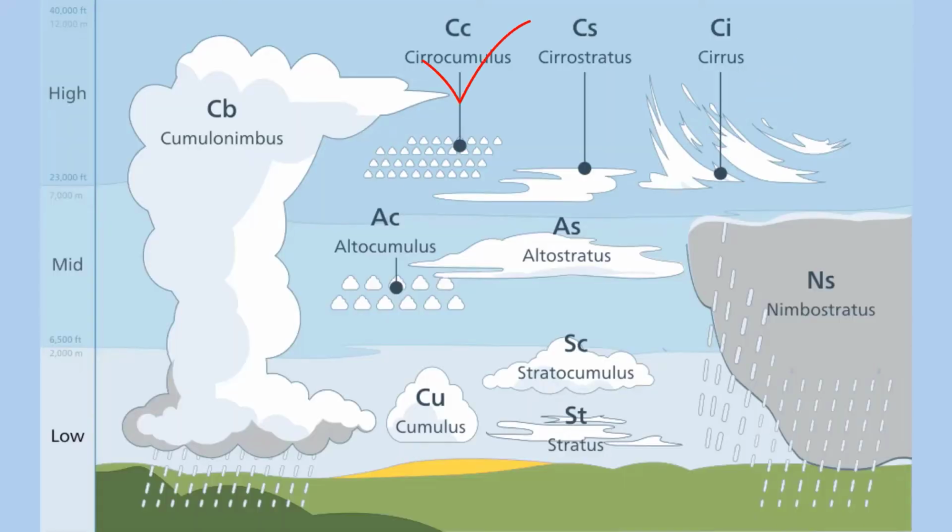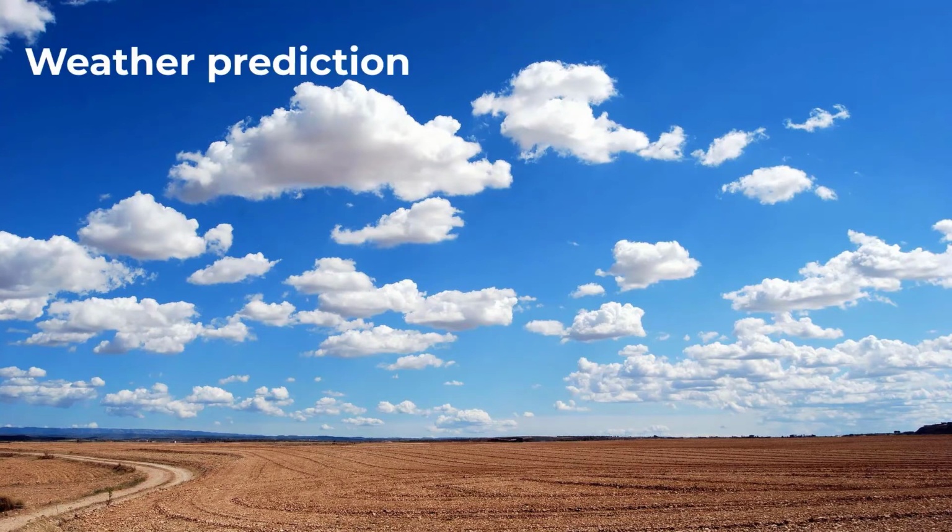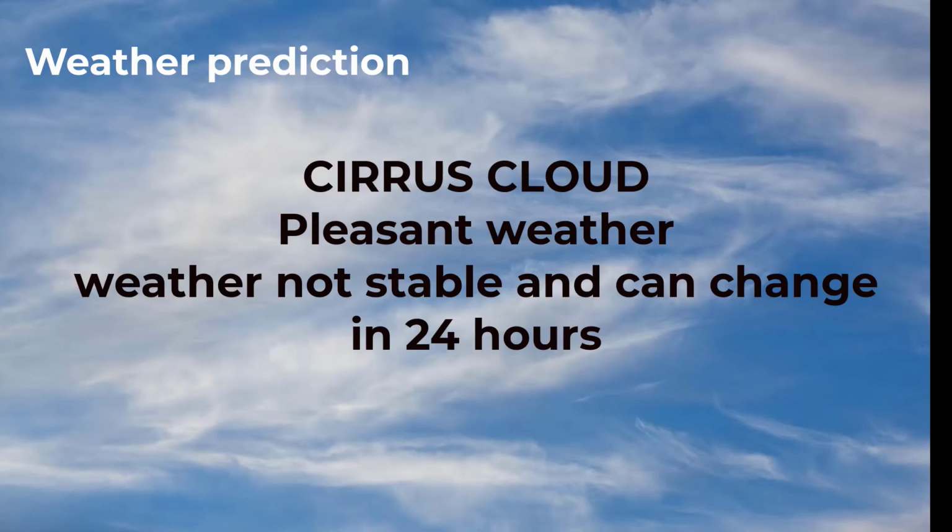Next is cirrocumulus cloud. They are high-level clouds that always look spotty because they are composed of items that look like grains and ripples. Now let's talk about weather prediction. If you see a cirrus cloud, then you should expect pleasant weather. However, it is also an indication that the weather can change in the next 24 hours.